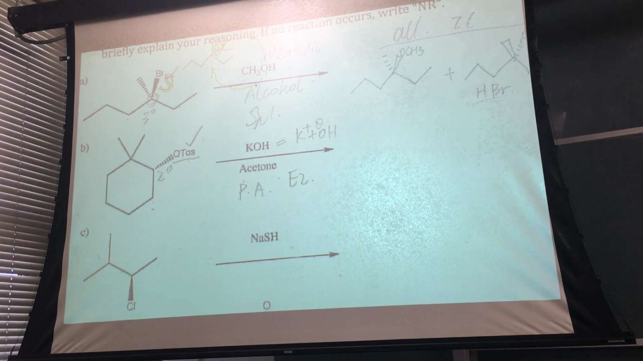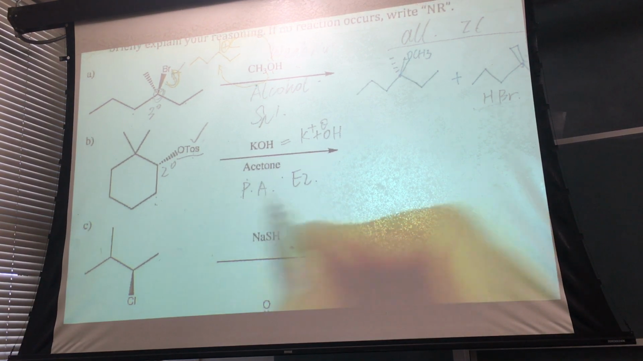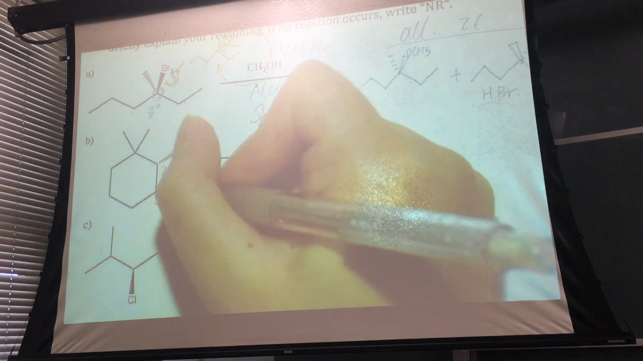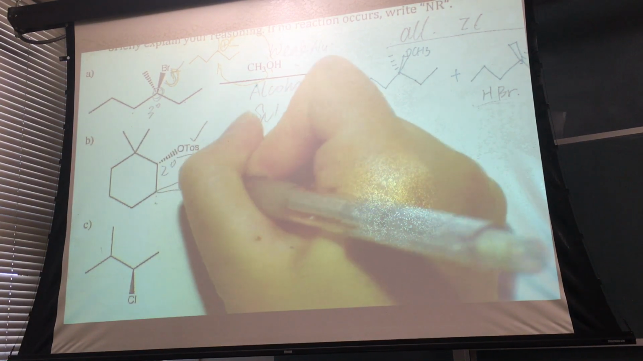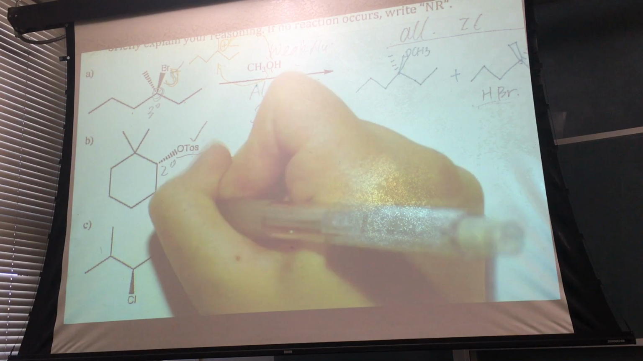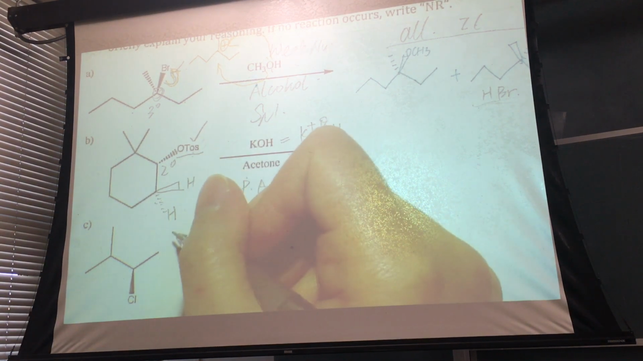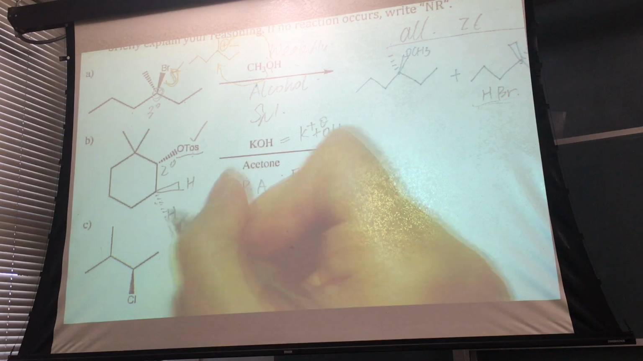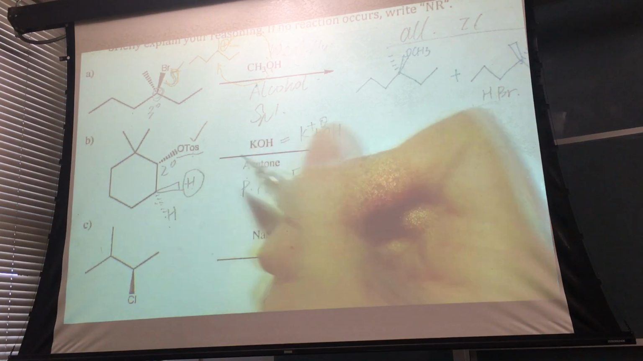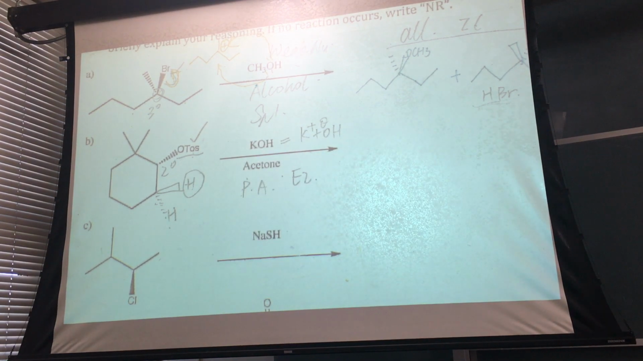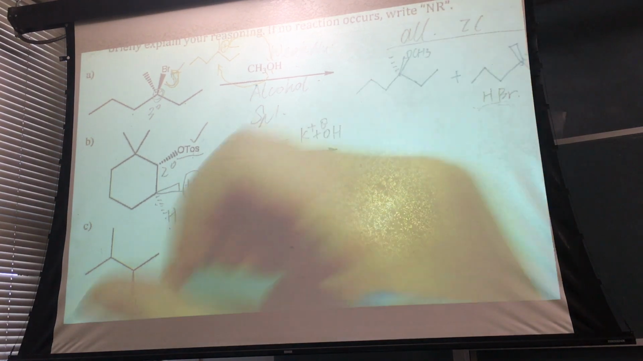For E2, do you remember what I talked about last time? You need to pay attention to anti-hydrogen. It has your leaving group and the hydrogen you're going to eliminate. There are two hydrogens here, one wedge and one dash. You have to eliminate the anti-position hydrogen, which in this case doesn't make any difference, but it will in the future. So you should eliminate this one, and the answer looks like this.